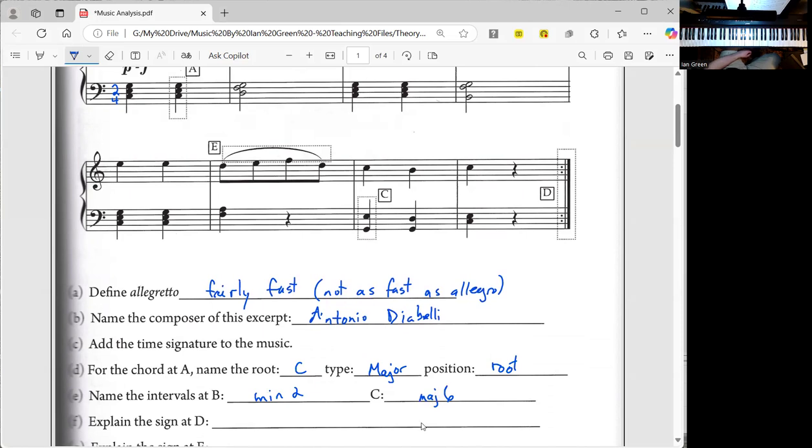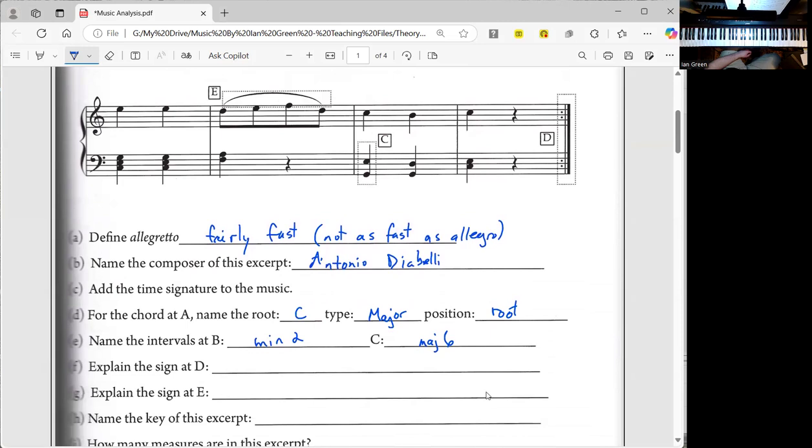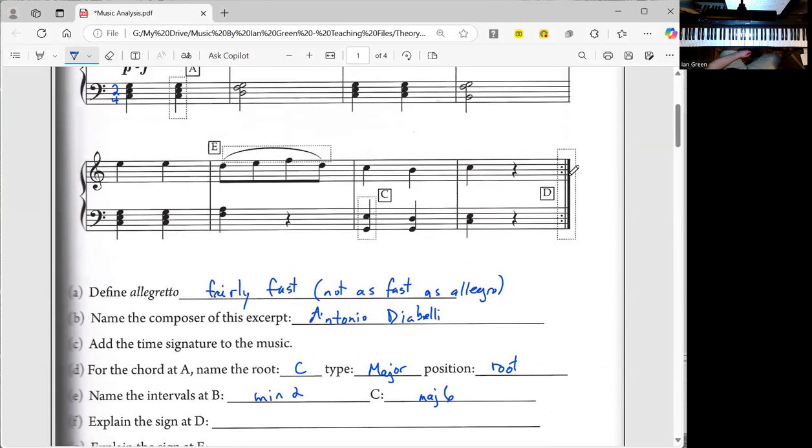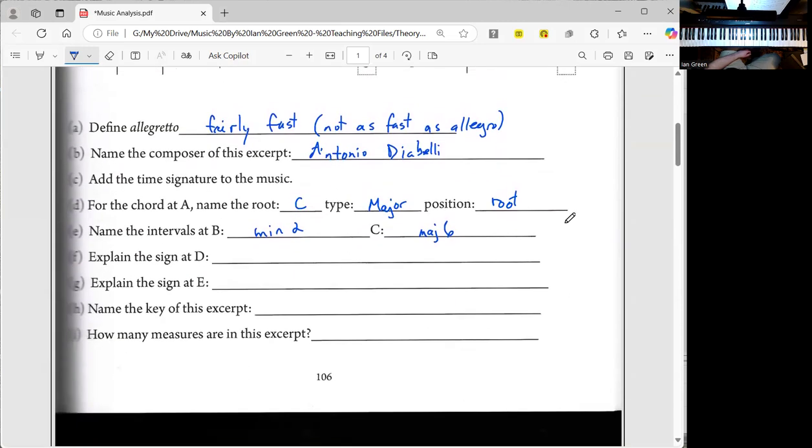Now, it says here, explain the sign at letter D. So this sign looks to me like a repeat sign. So what you want to do is say repeat or play the music again. Play the music again.